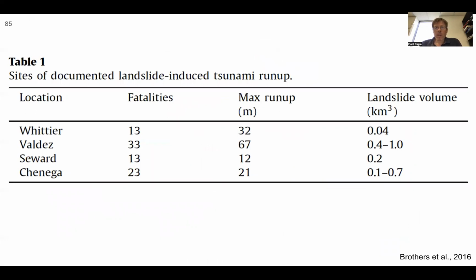This shows a more modern study looking at the four areas, a summary showing the fatalities and the maximum run-up, and really pretty staggering: 30, 67 meters, 20 meters. You have to imagine, in these shallow regions, if that is an elevation that the tsunami is reaching, it's a very gradual coastline. That means the wave is going very far inland.